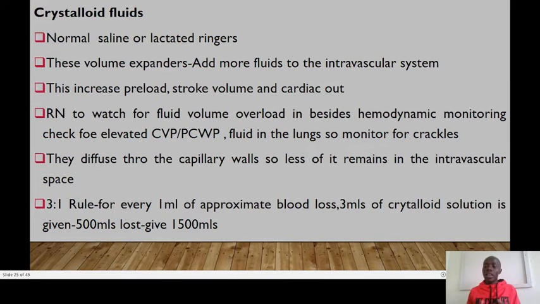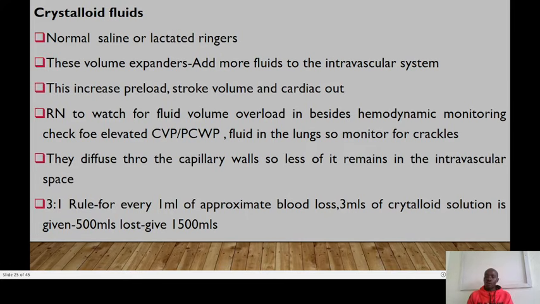We could use crystalloids. So this is normal saline or lactated Ringer's. These are normally referred to as volume expanders. They add more fluid in the intravascular system. So this increases the preload, the stroke volume, and eventually the cardiac output.